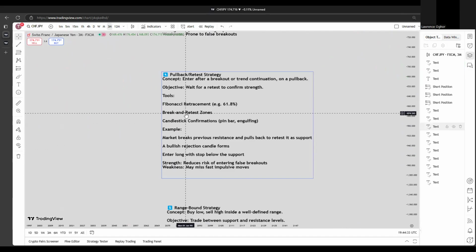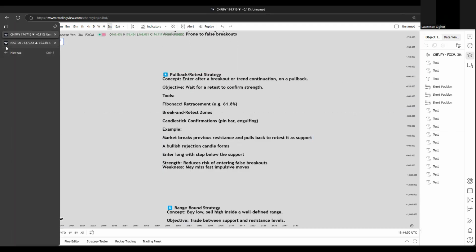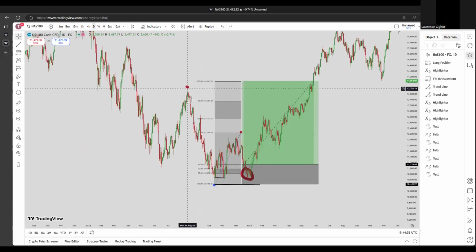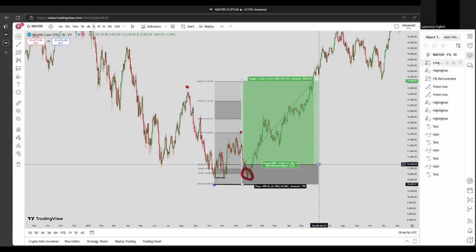So now let's look at it again. We said the pullback and the retest strategy concept is to enter after a breakout or a trend continuation. Now let's see how it works with the continuation. Let's assume the market is continuing that particular trend. How do we do this? We've talked about the Fibonacci too. Let's still talk about it continuing the trend. We talked about how it changed from bearish to bullish. Now let's see how we can continue this trend. Let's assume we want to continue this trend.